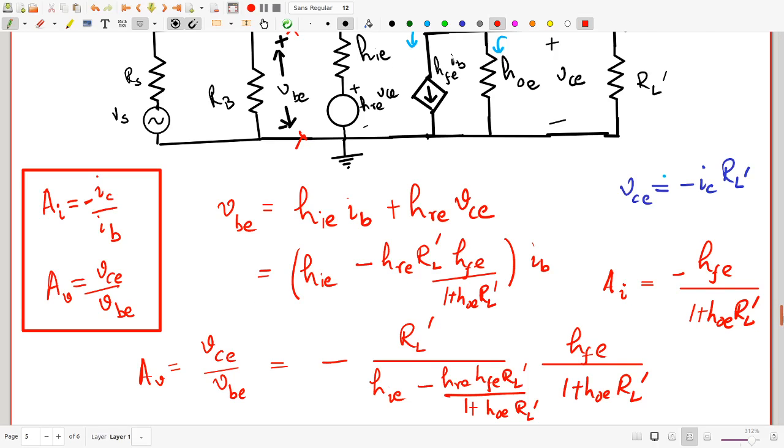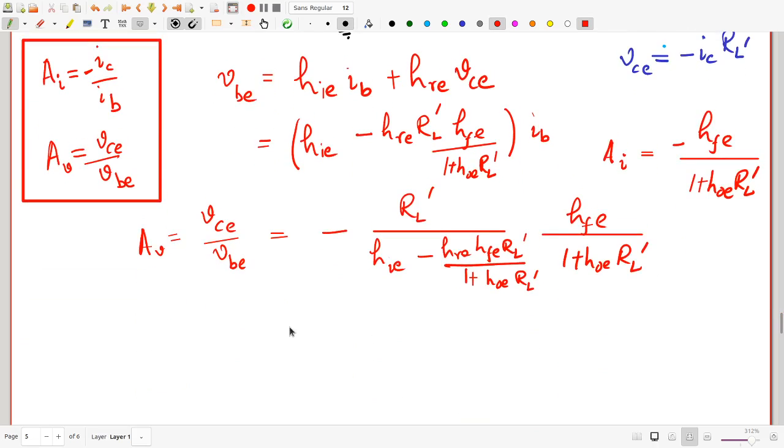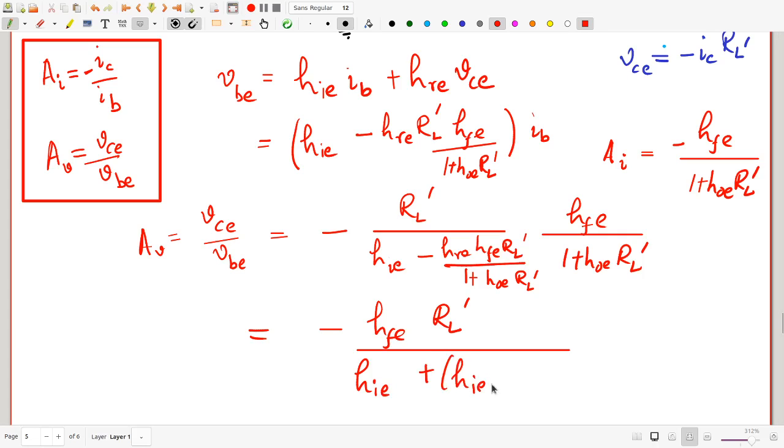And now that we have put this in, you can simplify this expression by multiplying through by this, of course, and you end up with minus HFE RL prime. That's the numerator. The denominator simply becomes, if you multiply through by this, HIE plus HIE HOE minus HRE HFE into RL prime.